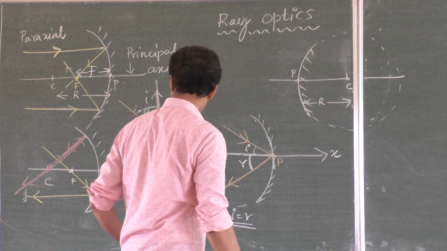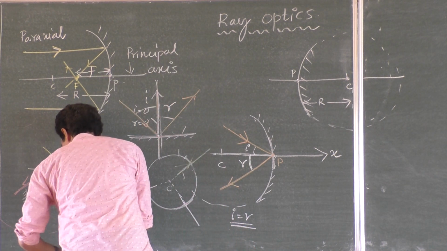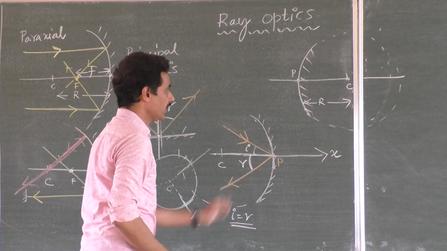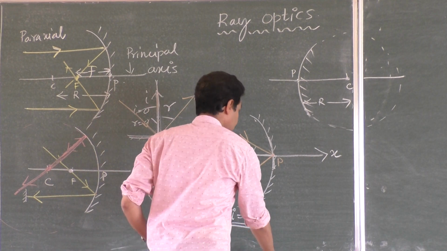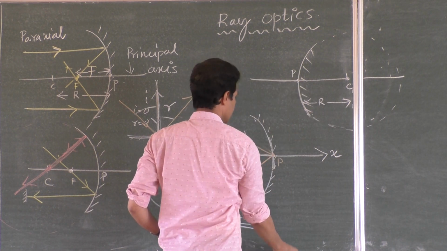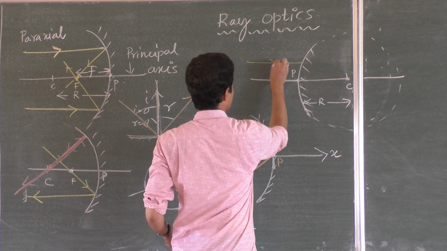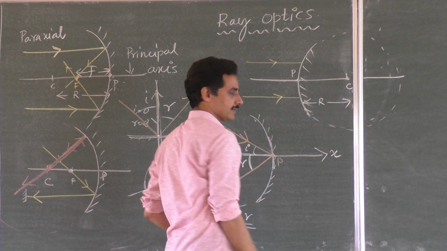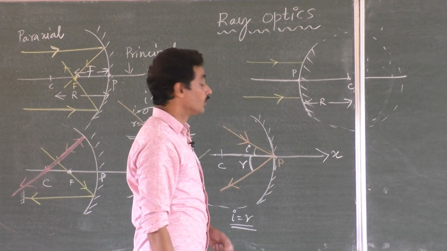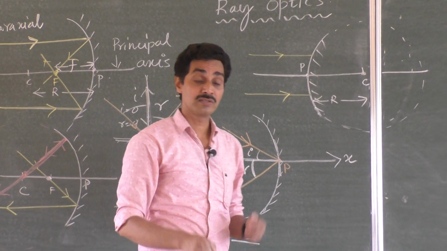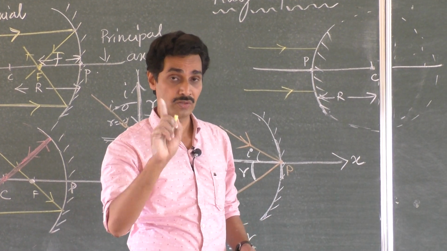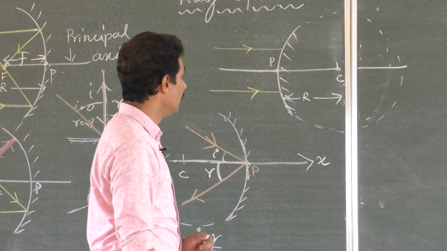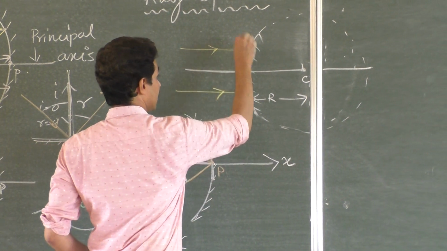Now we will study the same rays. What happens to the same rays when they are incident on a convex mirror? If you take parallel rays of light, paraxial rays, when they are incident on a convex mirror like this, how do they get reflected? Again, they must follow the first law of reflection, angle of incidence equal to angle of reflection. Sir, at what angle of incidence is this?